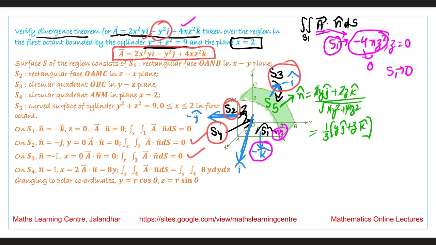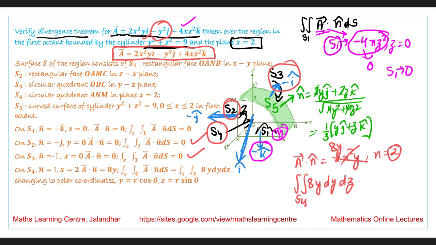The normal vector we have is i cap. So A dot n cap will be equal to 2x squared y, and the value of x at this point is 2. So we get 8 times y. We get the double integral over S4 of 8y dy dz.